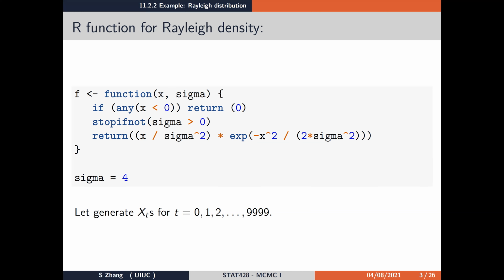So now let's start to generate the xt's for t equals 0, 1, 2, all the way up to 9999. You can see we are doing this for a total of n equals 10,000 iterations.